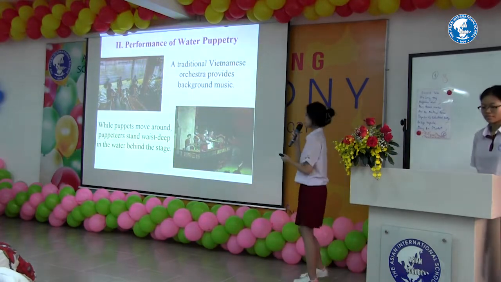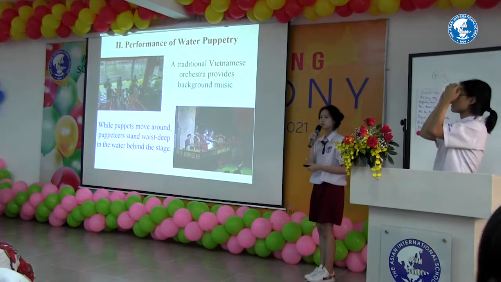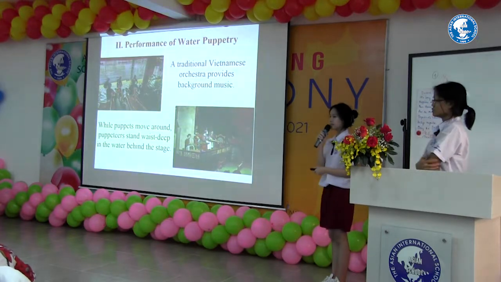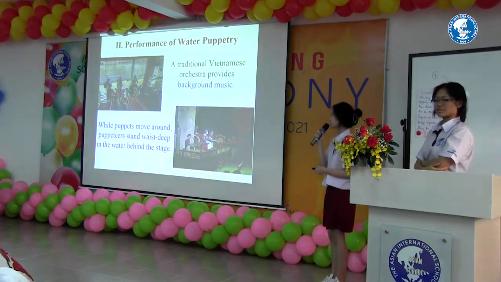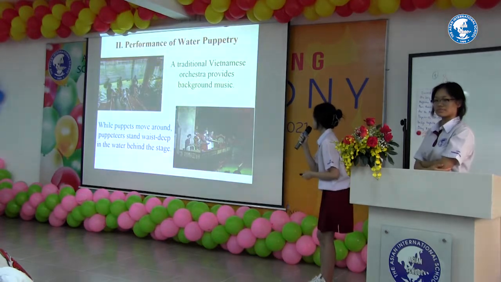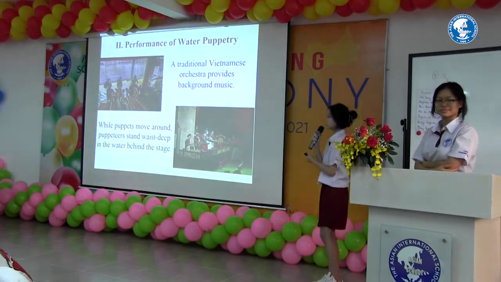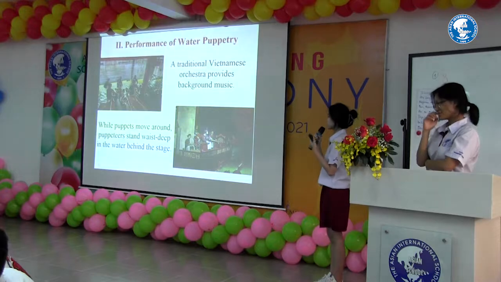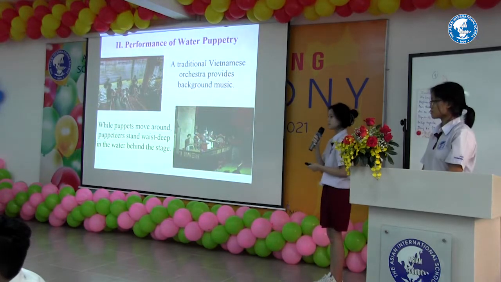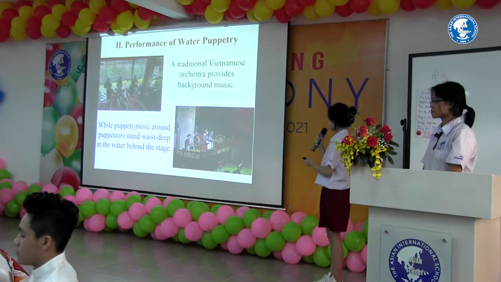In a water puppetry show, the puppets are controlled by the puppeteers who normally stand behind the stage. At the beginning, the puppets will enter from each side of the stage or emerge from the water. And there is a traditional Vietnamese orchestra, including bamboo flute, drums, and other instruments. They provide the background music and sound effects for the show.